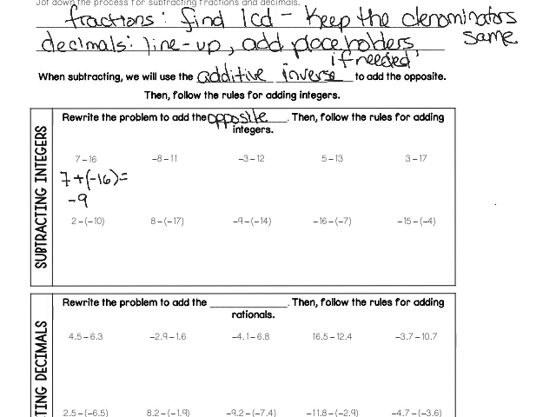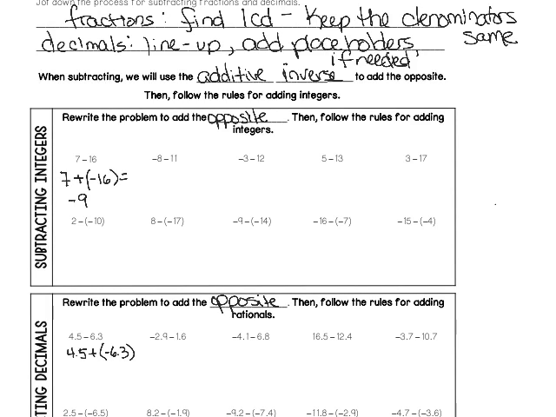I'll let you do those. Down the bottom here, rewrite the problem to add the opposite, just like we did for whole numbers up there. You do the same thing here for decimals. So 4.5 minus 6.3. You want to change this first to an addition problem. Find the additive inverse.